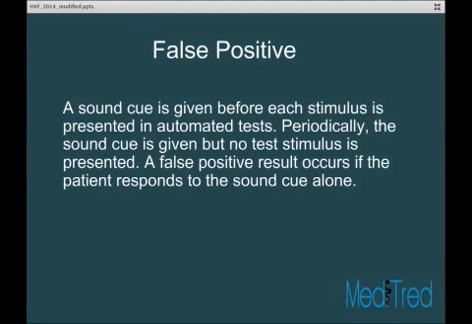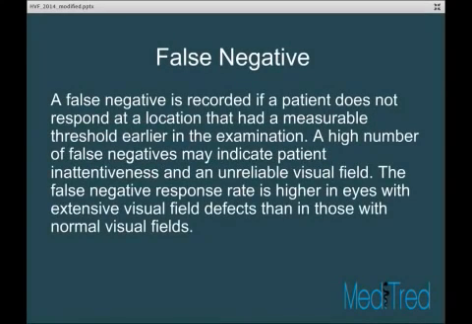There are also false positive cues, in which a sound cue is given before each stimulus. Periodically, the sound cue is given without a test stimulus, and a false positive result is noted if the patient responds to the sound cue alone in the absence of a light stimulus. A false negative response is recorded if a patient does not respond to a stimulus at a location that has previously had a measurable threshold earlier in the test. A high number of false negatives can indicate the patient is not paying attention, and it can make the visual field unreliable.